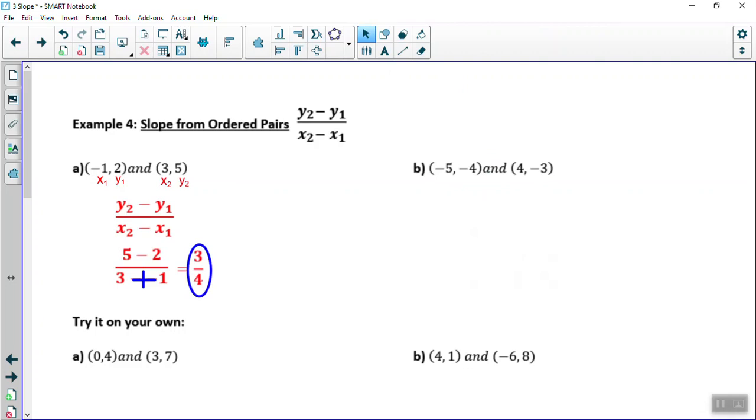Make sure that it's in simplest form. Okay? We always should make sure that our slope is in simplest form before we move on. All right, let's try another example.